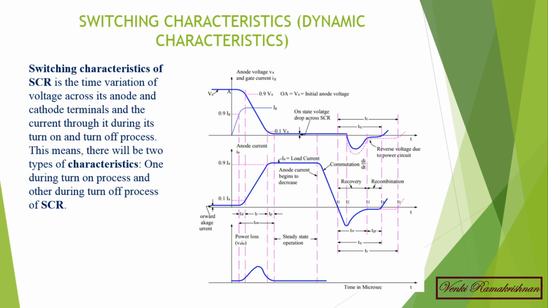During turn off, we have two split ups, that is TRR, reverse recovery time, and gate recovery time, TGR. During reverse recovery time, it will remove the charge carriers from junctions J1 and J2. And during TGR, the gate recovery time, it recovers trapped charges from J2.